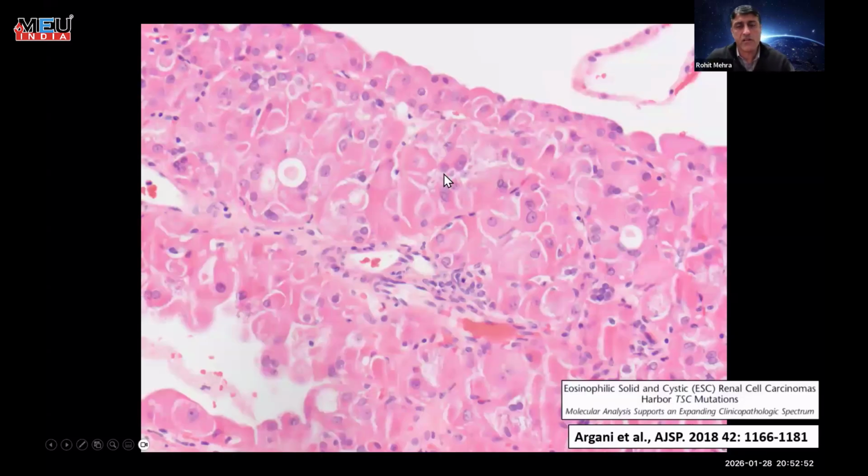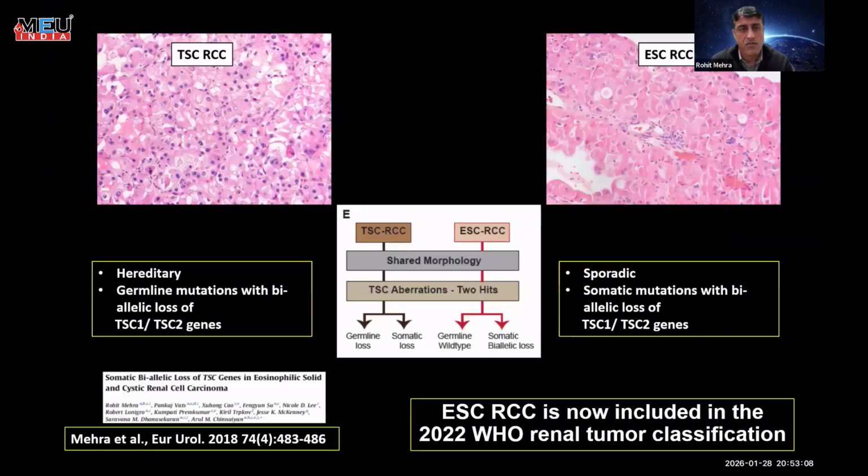And also this particular tumor, which can show a cystic phenotype, has solid areas, and then these large cells where several of the cells show basophilic stippling. And this is an example of an eosinophilic solid and cystic renal cell carcinoma of the kidney. We and other groups have done extensive work on this tumor, and what we have found out is that these tumors, which in the sporadic space are known as sCRCC, and which is like the majority of these tumors, and in the hereditary space, these are known as TSC RCC.